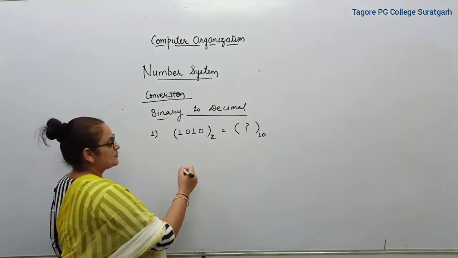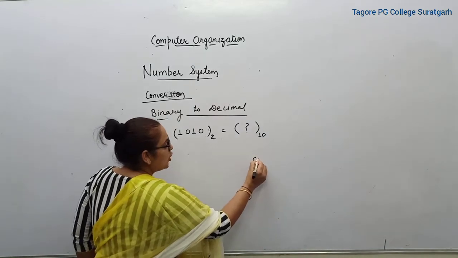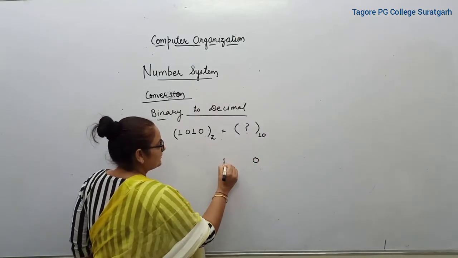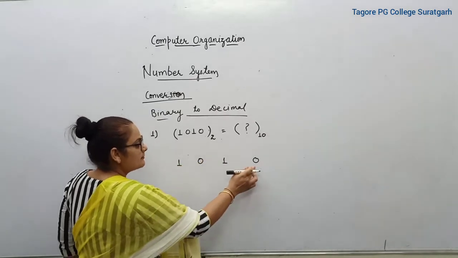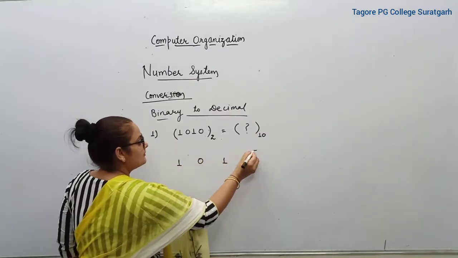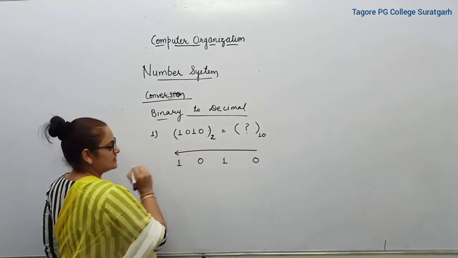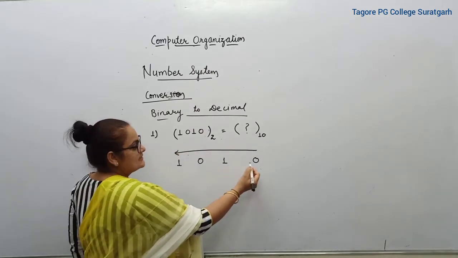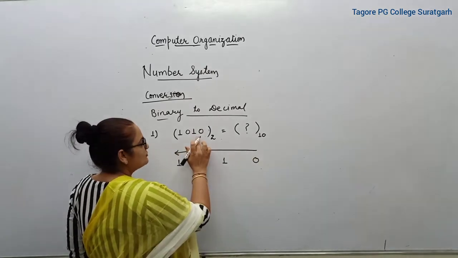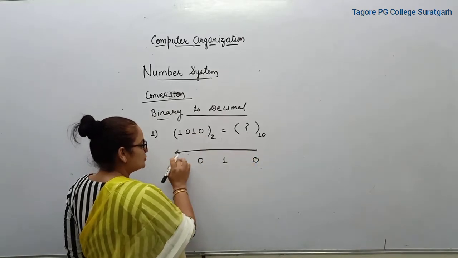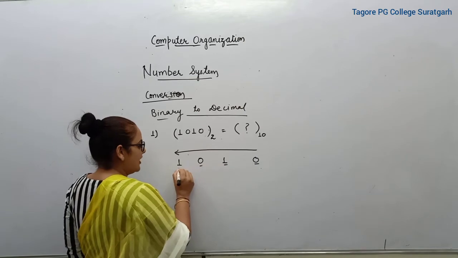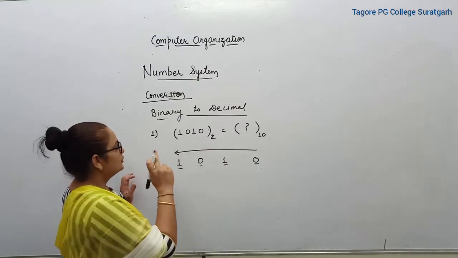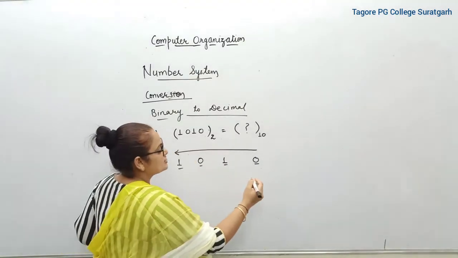So here is the process. Just first write all these digits here, 0, 1, 0, 1, from right to left. I again say you have to write this number from right to left. Just put 0 here, then 1, then 0, and then 1. Okay, so you know the base of binary is 2.